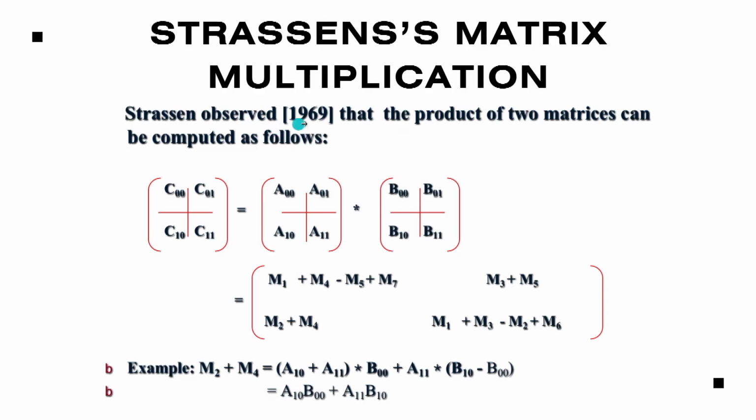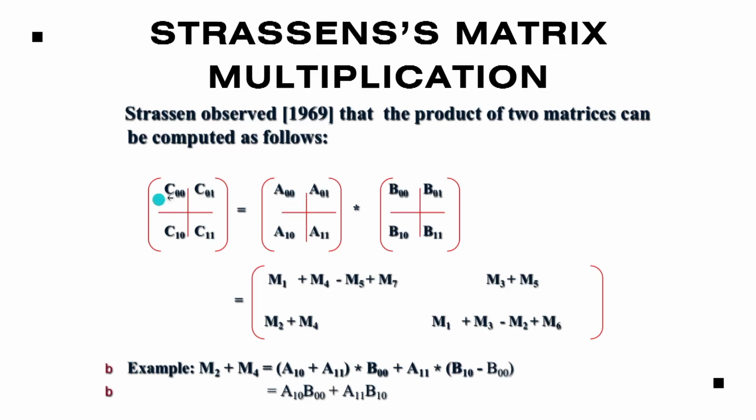Strassen in 1969 observed that the product of 2 matrices can be computed using this divide and conquer approach as given below. What he has done is that he has divided the original matrix into 4 subpartitions. As you see here, we have shown them as 4 subpartitions of A and 4 subpartitions of B, and we are going to multiply elements from each of those subpartitions in order to get the resultant matrix. He has used some formulae to make this happen.